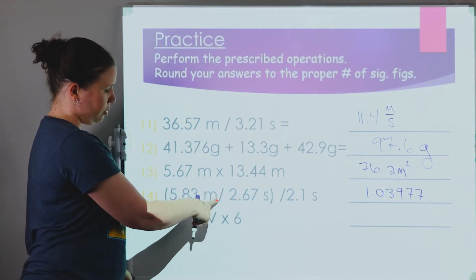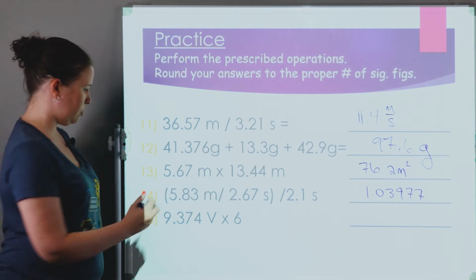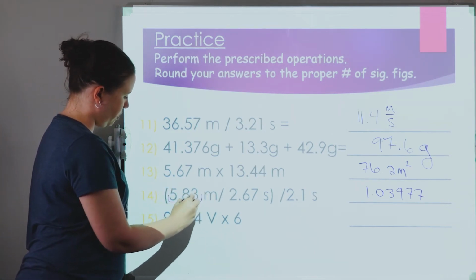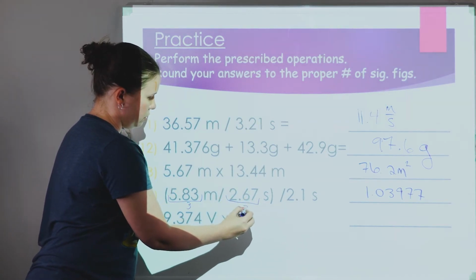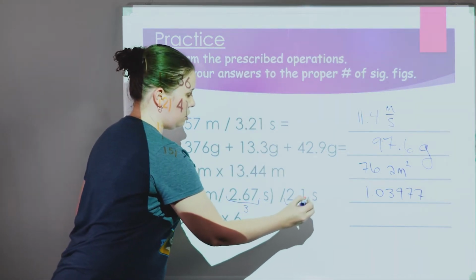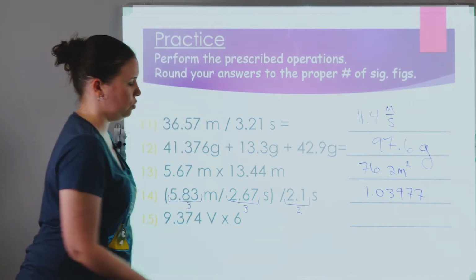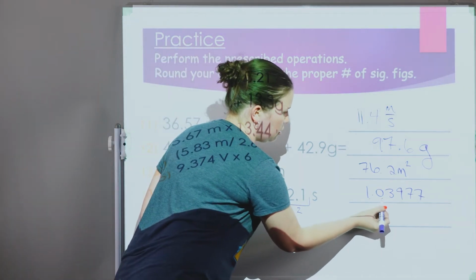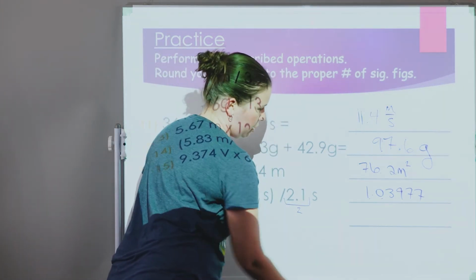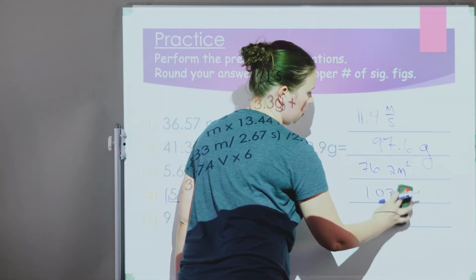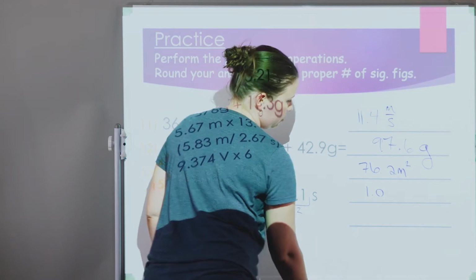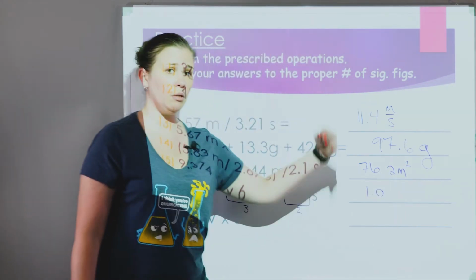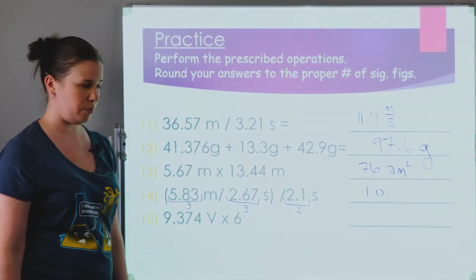Since I'm doing division, I want the least number of significant figures. So my first factor has 3 significant figures. Second factor has 3. And then my last factor actually only has 2. So I just want the 1 and the 0. Now, does the 3 make the 0 round up? No, it does not. So we're going to round that off. But don't round off the 0. That's there on purpose. That's our second significant figure.